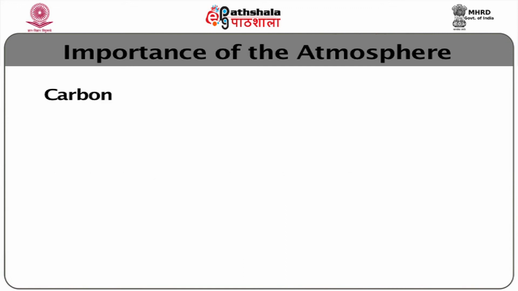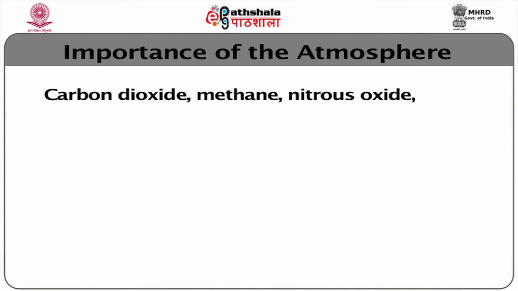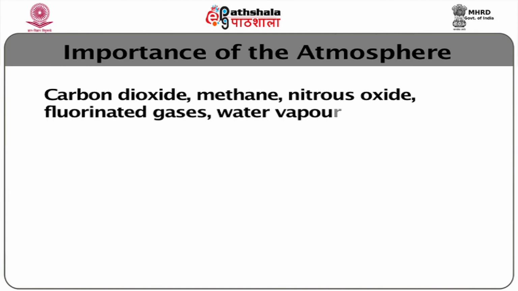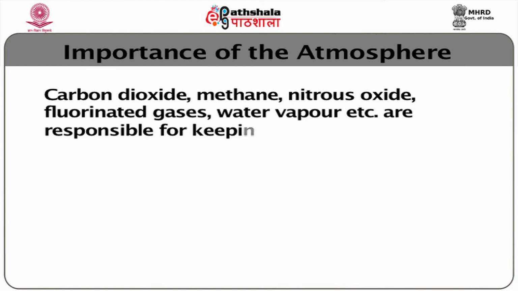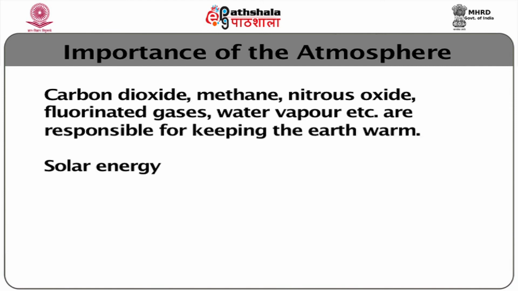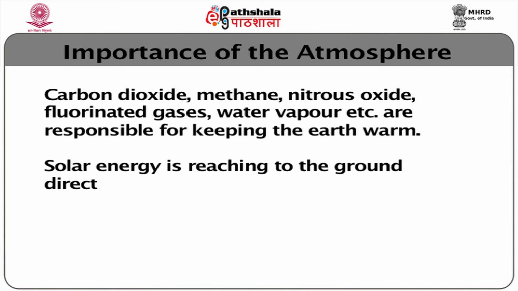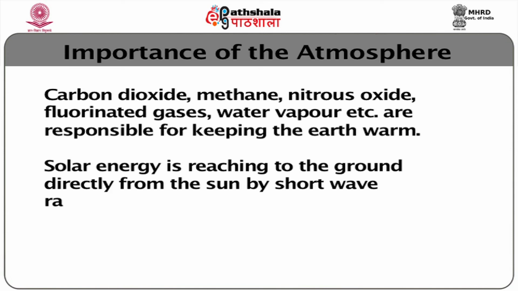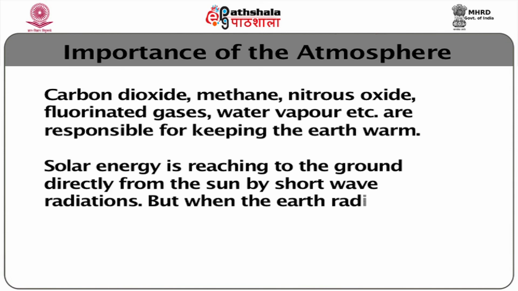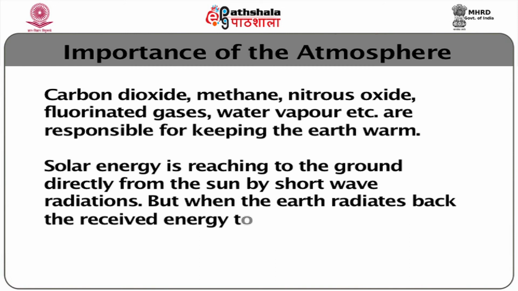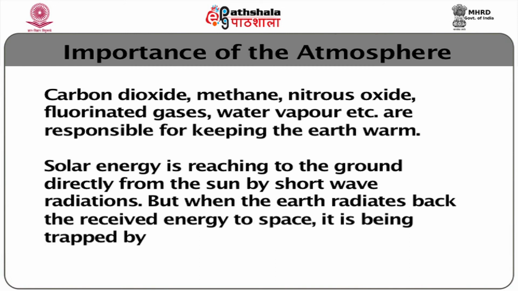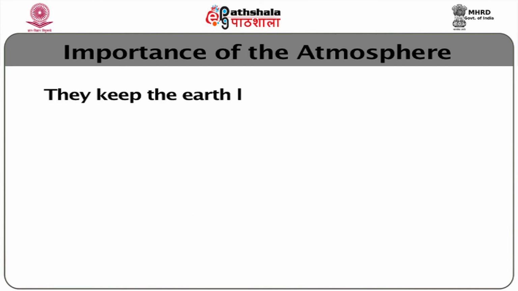Carbon dioxide, methane, nitrogen oxide, fluorinated gases, water vapor, etc. are responsible for keeping the earth warm. Solar energy is reaching the ground directly from the sun by short wave radiations, but when the earth radiates back the received energy to space, it is being trapped by greenhouse gases. They keep the earth livable and maintain proper temperature.